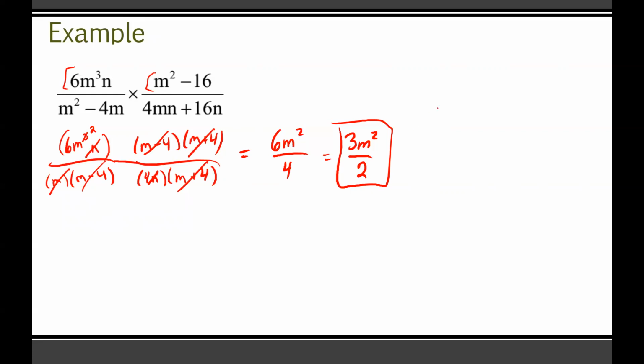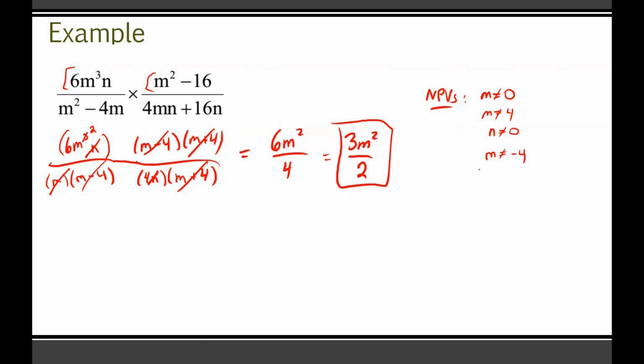Of course, we have to list our NPVs. This one's going to be a gong show. Look at this. First of all, that was an m right there. So we'll say m cannot equal 0. And then for the m minus 4, we have to say m cannot equal positive 4. Then we had an n down here, so n can't equal 0. And then we had m plus 4, so that means m cannot equal negative 4.